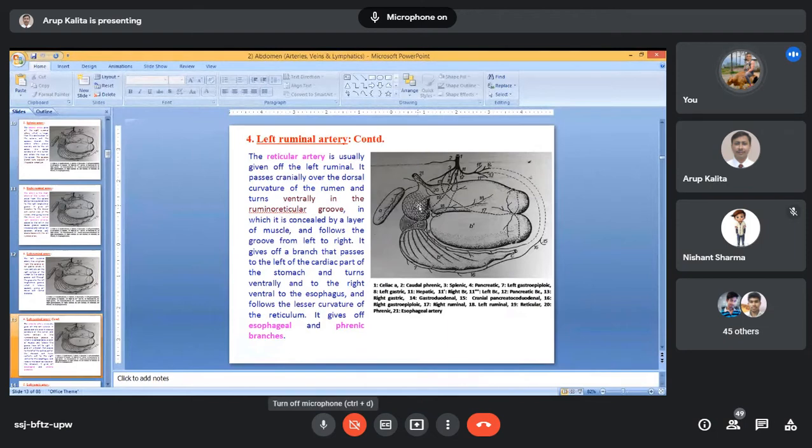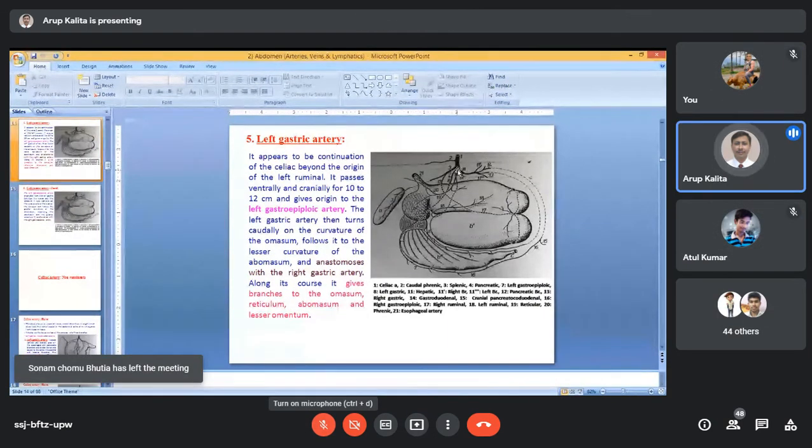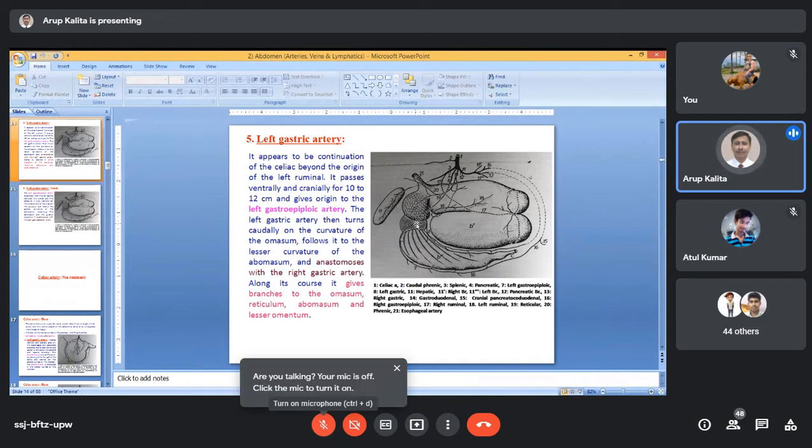Number 5, left gastric artery, number 8. The left gastric artery will arise from the celiac. Then it will go down and give the left gastroepiploic artery, this is number 7, and joins with the right gastroepiploic artery, number 16.